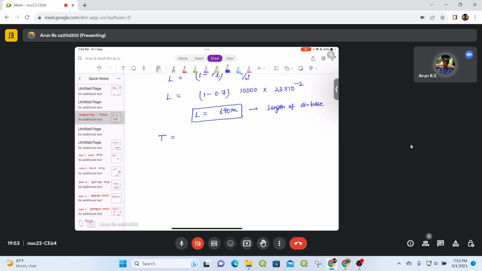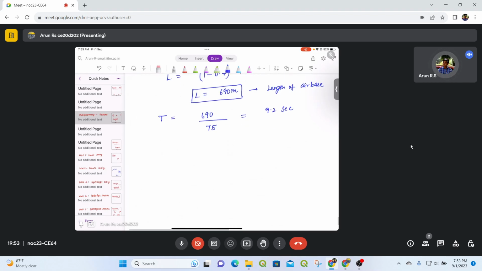Now we can find out the exposure interval. 690 divided by 75 meters per second is around 9.2 seconds. So for every 9.2 seconds, there is a photograph that is being taken.